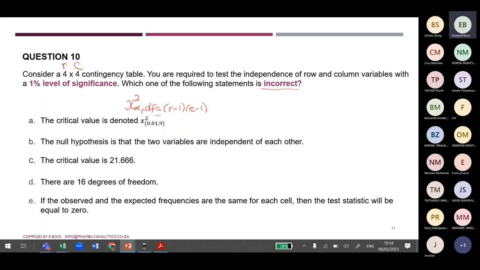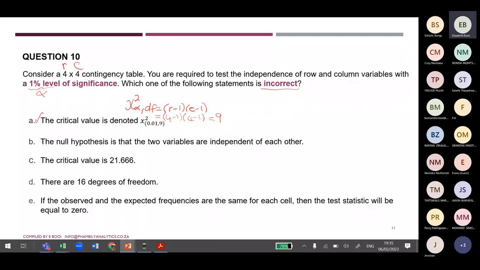So what is our degrees of freedom? 4 minus 1, 3, times 4 minus 1. It will be equal to 9. And our alpha, we are told what the level of significance is. That is your alpha. So is A correct or incorrect? Correct. A is correct. B, the null hypothesis is that the two variables are independent.